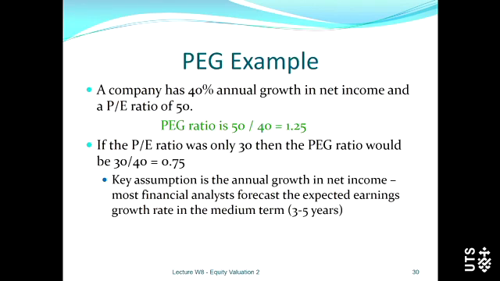So let's just look at an example. We have a company that has a price earnings ratio of 50 and an expected growth in earnings of 40%. It's pretty big, both the price earnings and the growth rate. That gives us a price earnings growth ratio of 1.25. If the price earnings of the company was only 30 divided by the growth of 40, that will give us a price earnings growth ratio of 0.75.